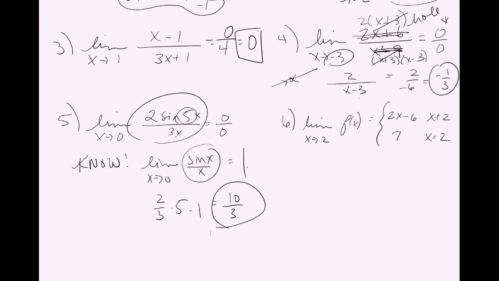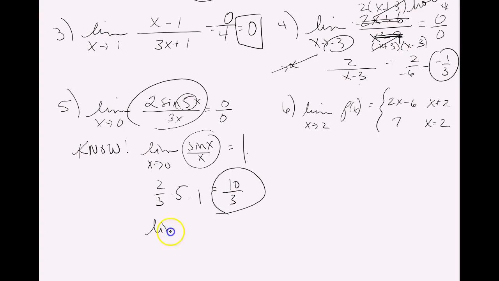The other one that you're supposed to know, by the way, is the limit as x goes to 0 of 1 minus cosine over x is 0. And these are interchangeable, by the way. These could be in either order, but this is another one that you need to memorize.